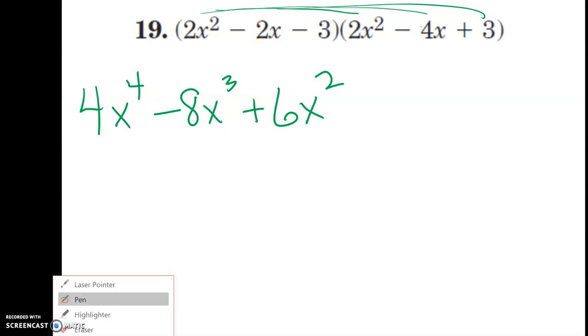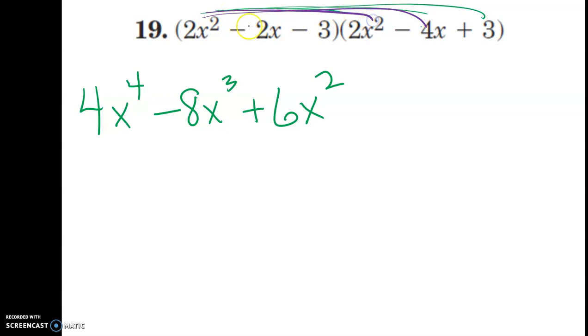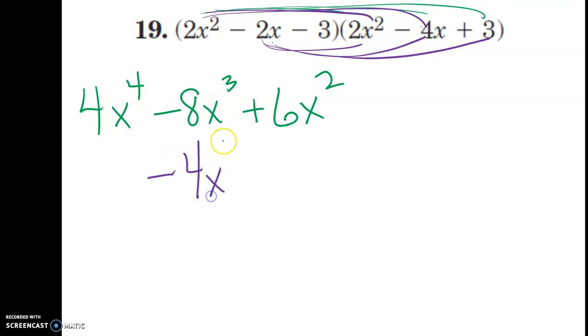I'm going to change colors here because I think it makes it easier sometimes. So I'm going to distribute the 2x squared now to each of the terms. Oh, sorry, we did that. -2x times each of the terms here. So -2x times a positive 2x is a -4x to the 3rd. X times x squared is to the 3rd power. -2x times -4x is a positive 8x squared. -2 times 3 is going to give me a -6x.